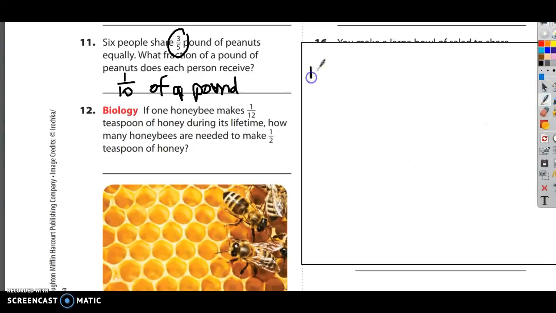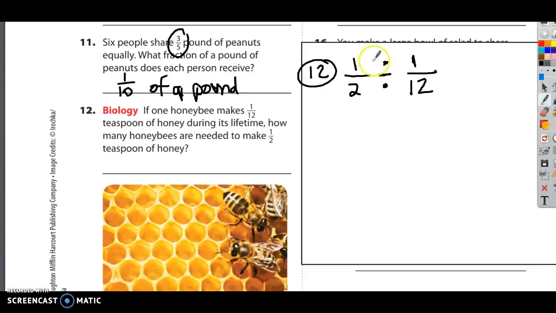All right, number 12. If one honeybee makes 1/12 teaspoon of honey during its lifetime, how many honeybees are needed to make 1/2 teaspoon of honey? So the total amount we would have would be a half, and that's being divided by the amount that each honeybee can make, which is a 1/12. So this is another one where they gave you the information backwards, and you have to read that carefully and invert it and set it up correctly.